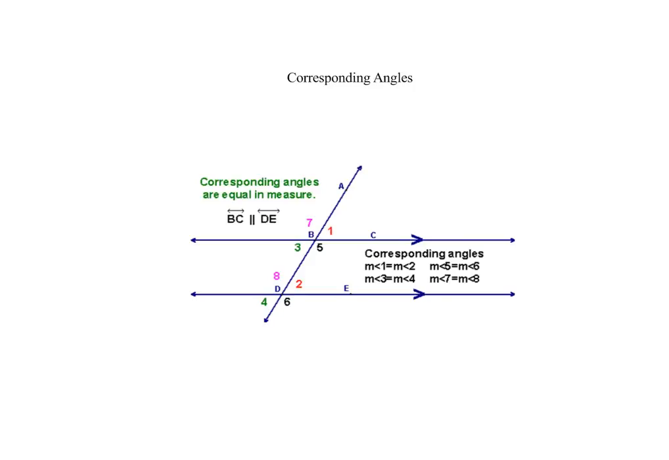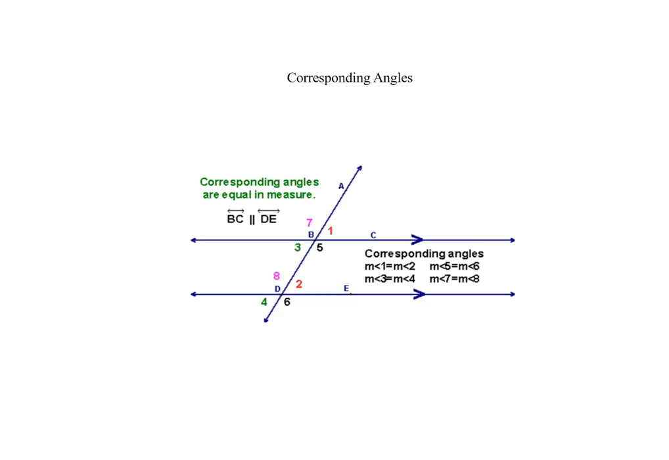Corresponding angles: if I would cut this transversal right at this line and set it on top of this point, my corresponding angles would be the angles that lined up perfectly. So I can see that angle 7 and angle 8 are corresponding angles. They're in the same part of that transversal there.